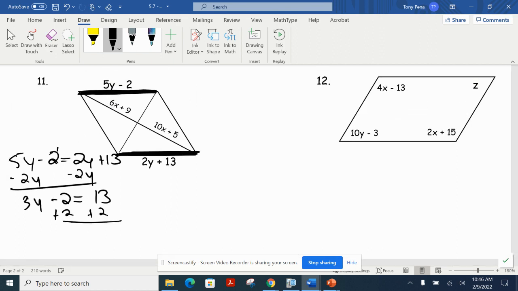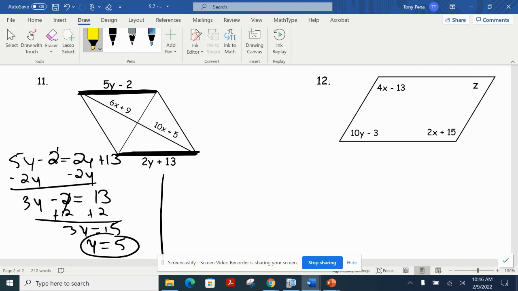Add your 2. And then we should get y to equal a 5. The x's cause a little more confusion than I anticipated last period. So understand what these are labeling. These are giving you this segment right here. Those are not the angles. And then the 10x plus 5 is giving you this segment right there.